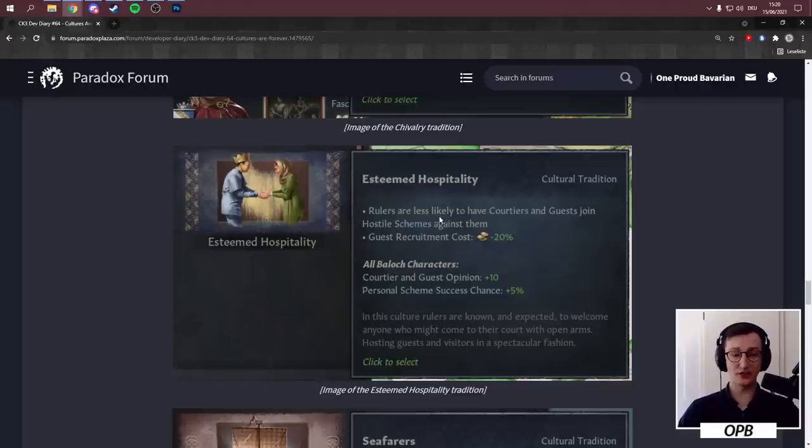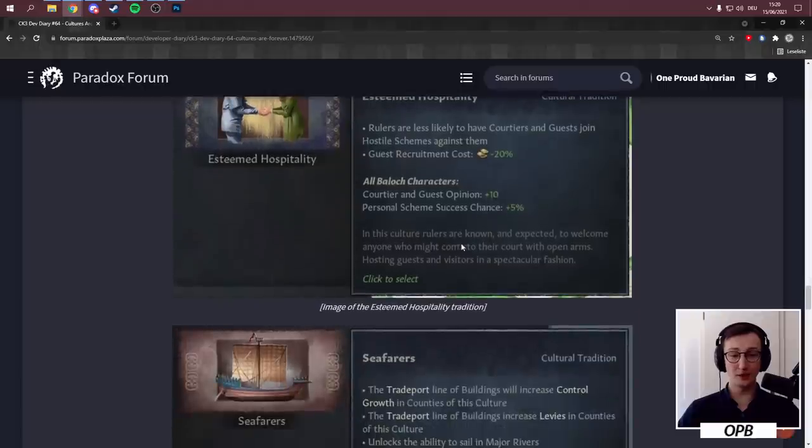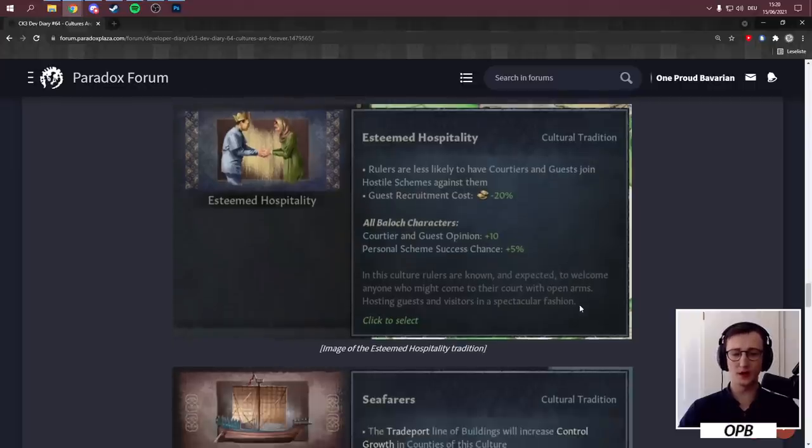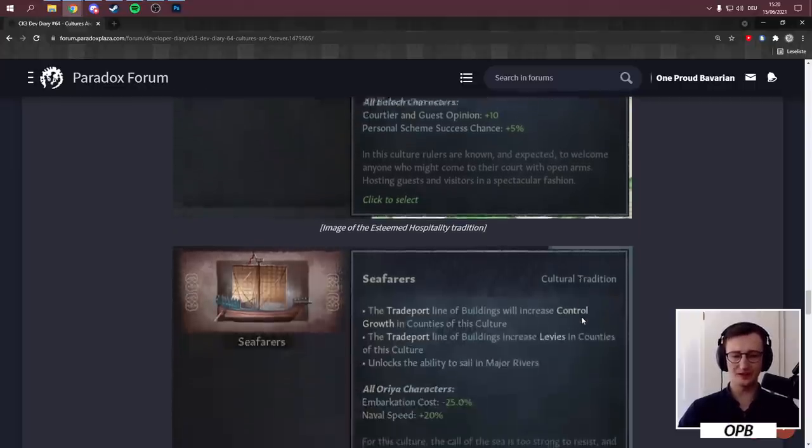Esteemed hospitality. Rulers are less likely to have courtiers and guests join hostile schemes against them. Guest recruitment cost minus 20%. This is for Baloch characters, I believe, in the Indian subcontinent, right? Courtier and guest opinion plus 10 and personal scheme success chance plus 5%. In this culture, rulers are known and expected to welcome anyone who might come to the court with open arms, hosting guests and visitors in a spectacular fashion.